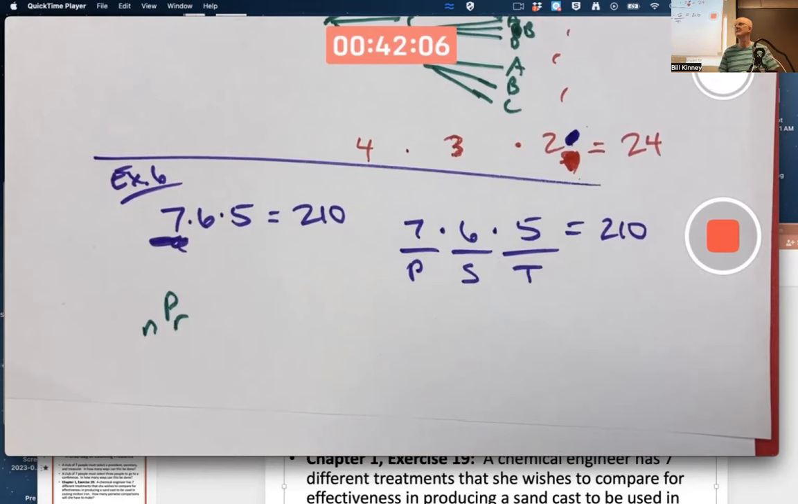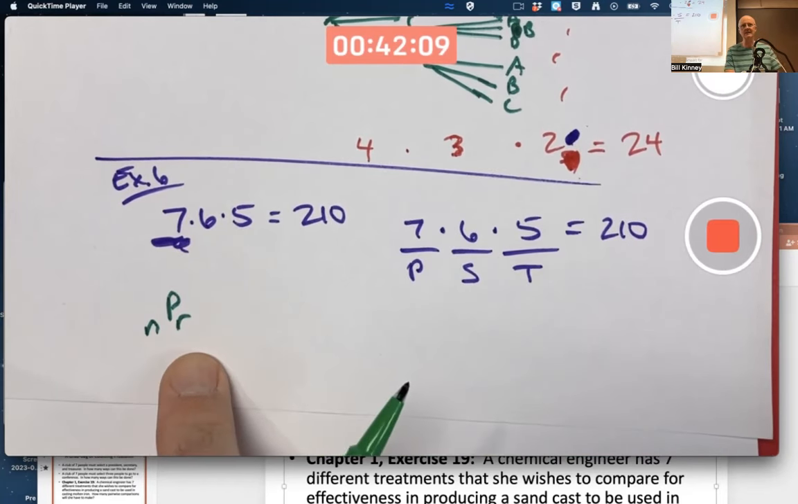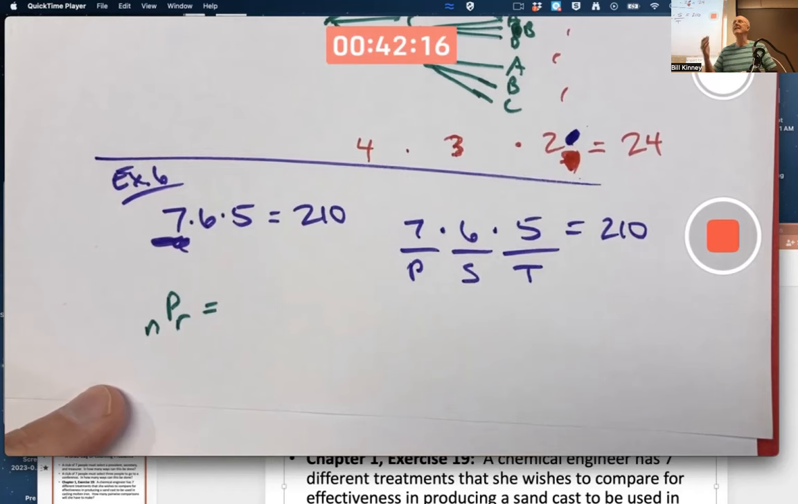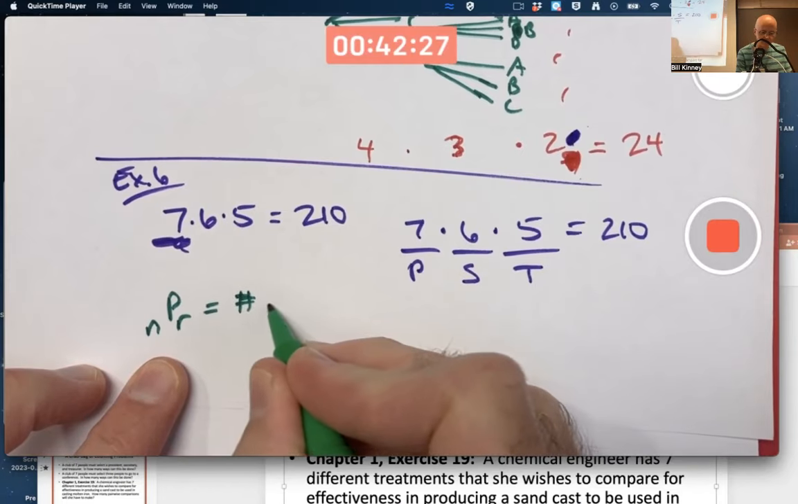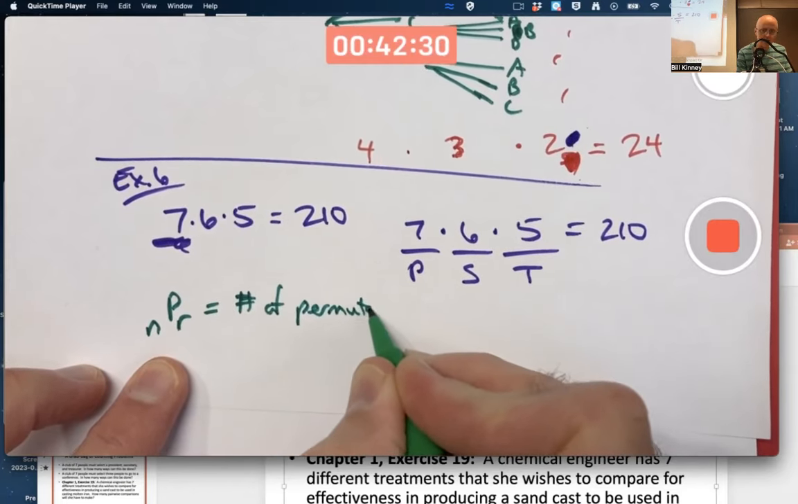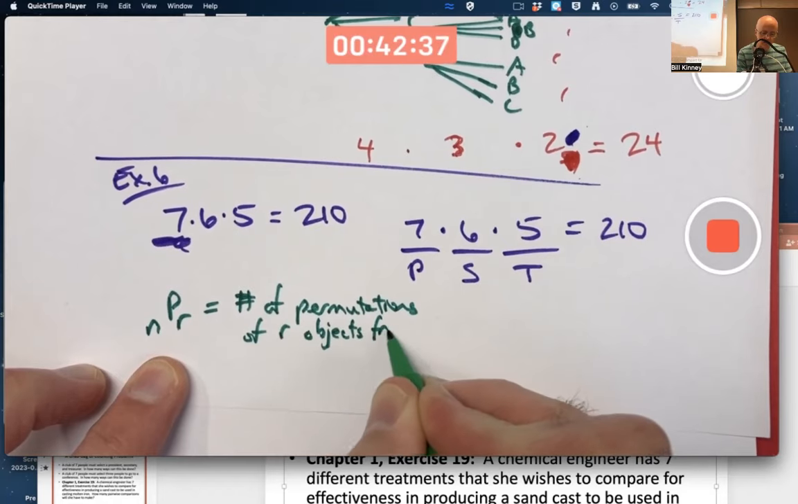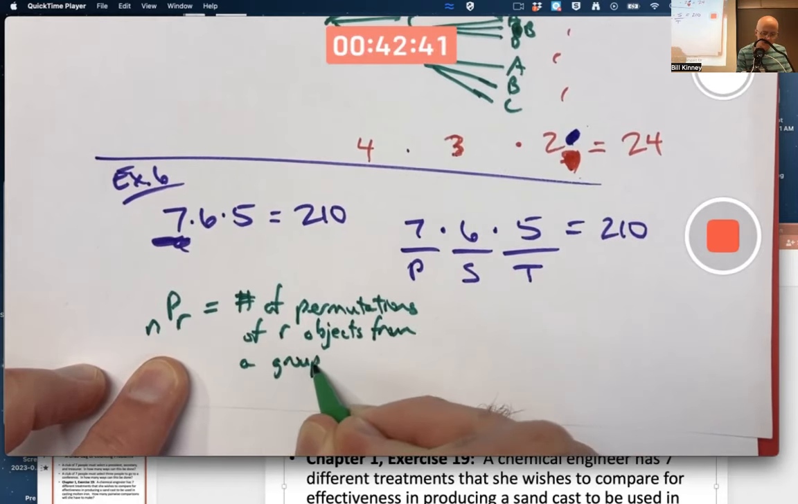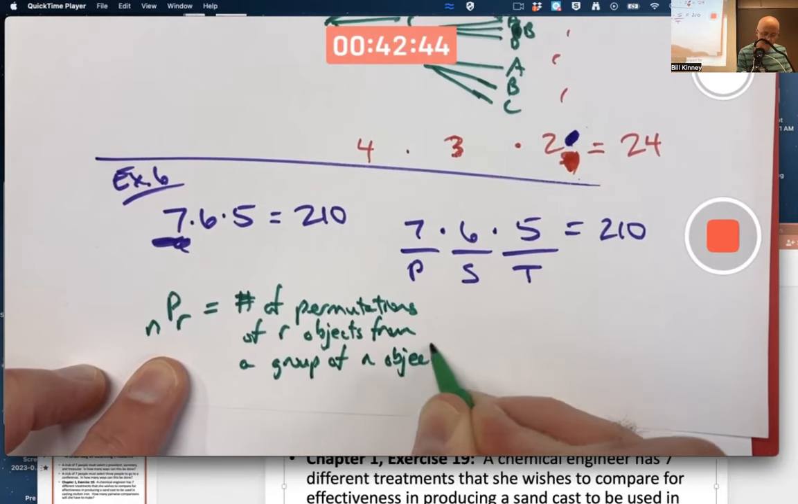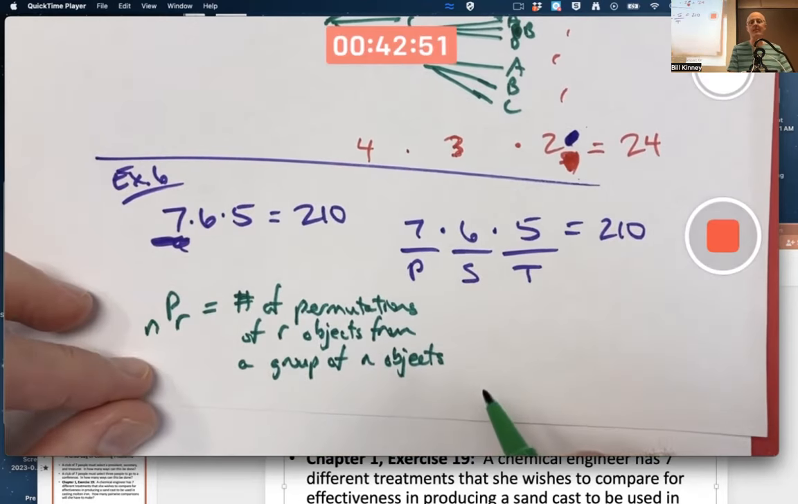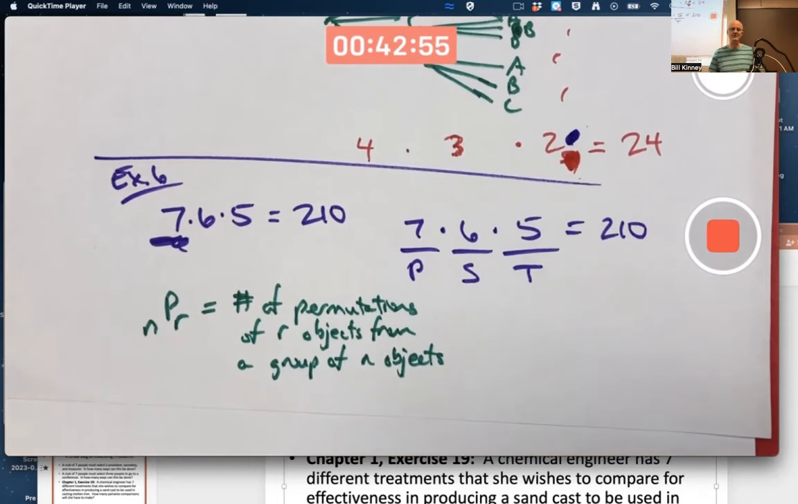nPr, with the n as a pre-subscript and the r as a post-subscript, not National Public Radio, is a symbol for the number of permutations of r objects taken from a group of n objects. Whoa, that sounds fancy. Number of permutations of r objects from a group of n objects. In abstract algebra, the word group has another meaning too, which we will not talk about.